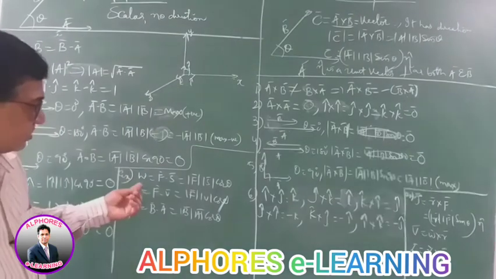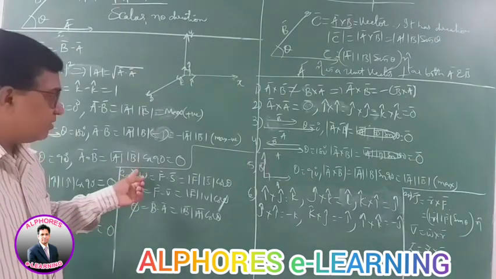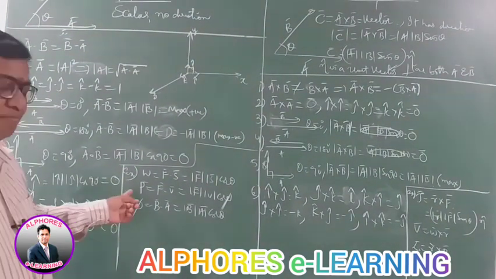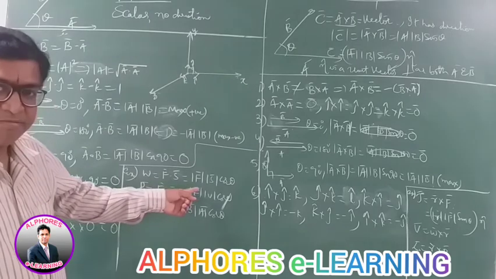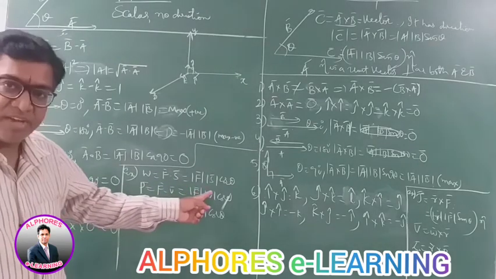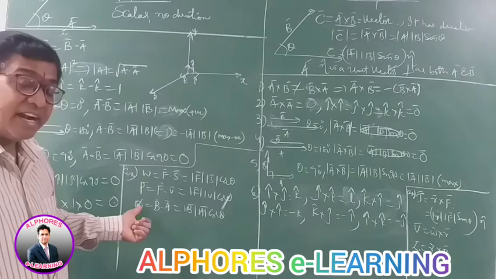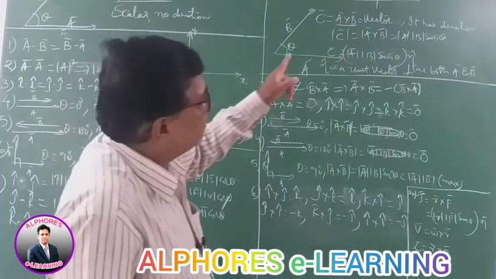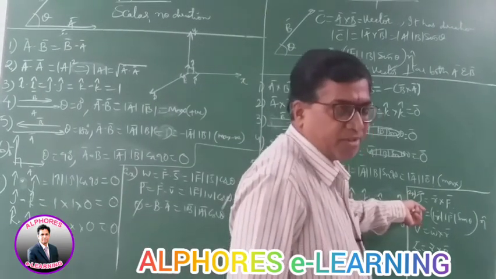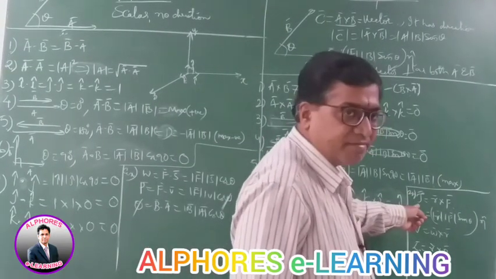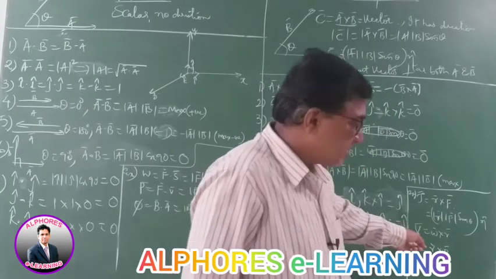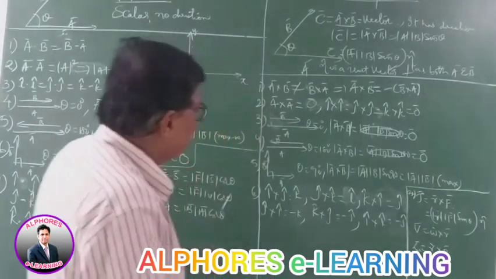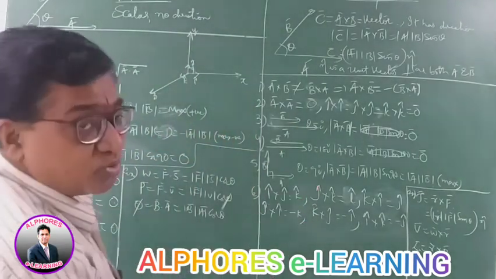Yes. So for examples of dot product, you can take W is equal to F dot S, mod F mod S cos theta. Power is work done per time, F dot V, mod F mod V cos theta. Well, the flux, magnetic flux is B dot A, mod B mod A cos theta, like this. Well, similarly taking the examples for the vector product of two vectors: torque is R cross F, mod R mod F sin theta; velocity of a body moving in a circular path is omega cross R; L is R cross P. So this way you can find out the cross product of two vectors.